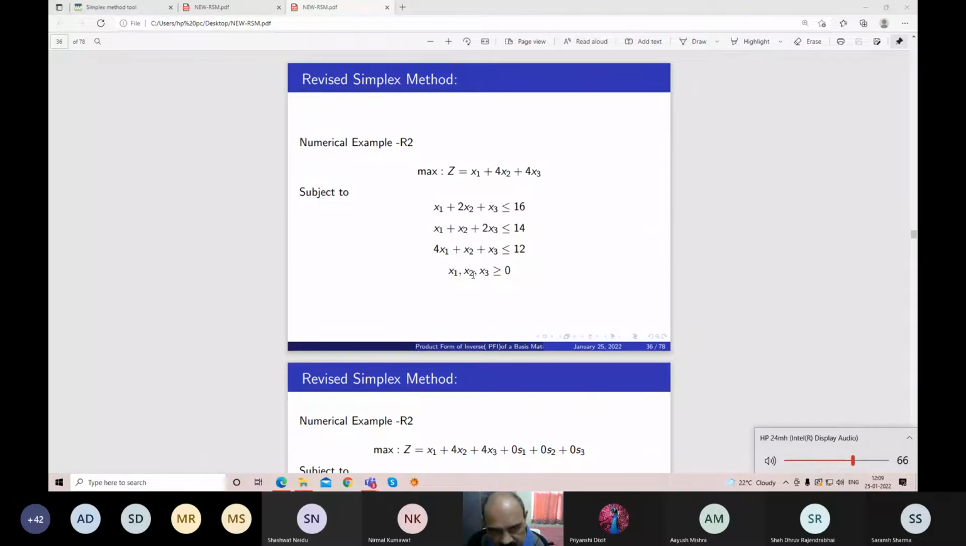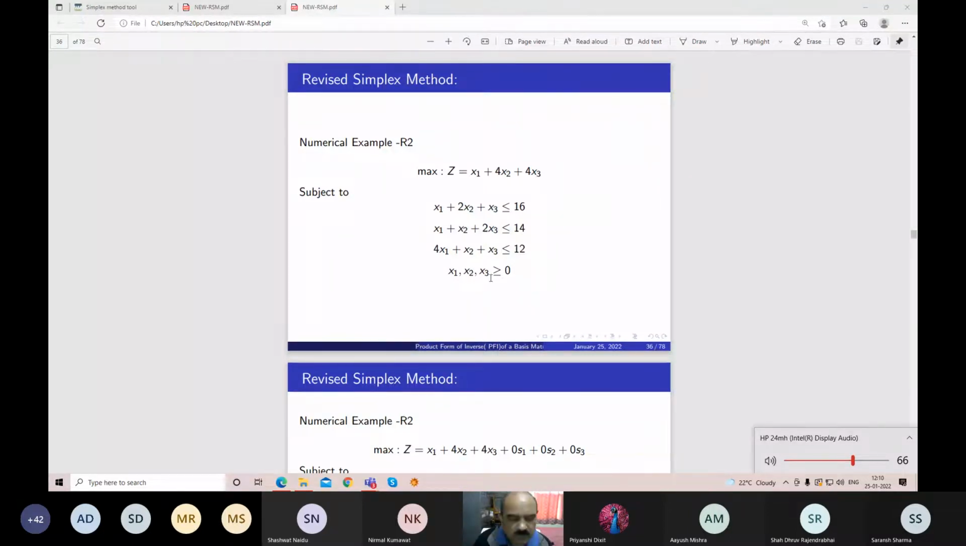Very simple problem I have taken: 3 inequations and 3 variables. My purpose is we are going to consider the basis. For example, we have taken a basis matrix of size 2 by 2. At 2 by 2, they are simpler. 3 by 3 may be a little lengthier, you have to compute that. So this is the problem.